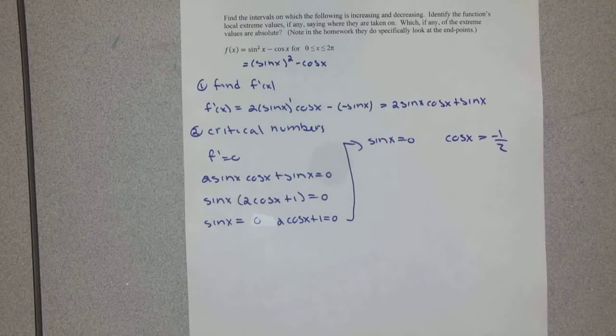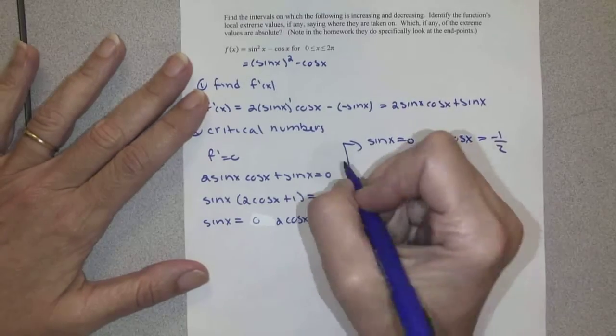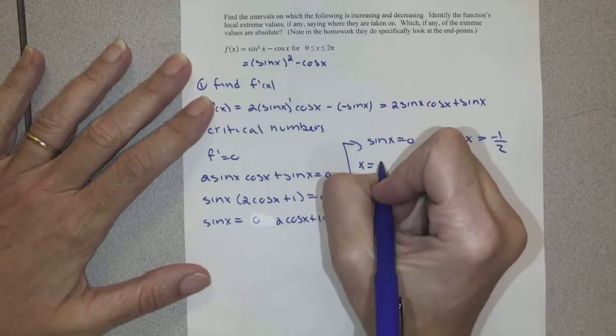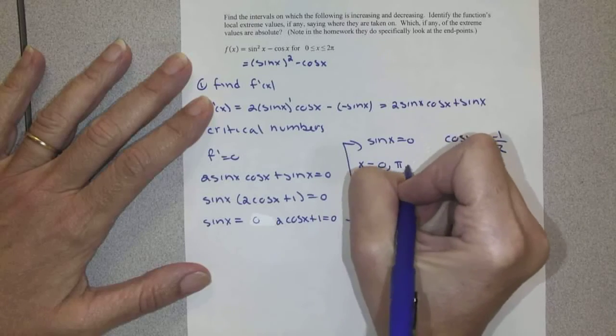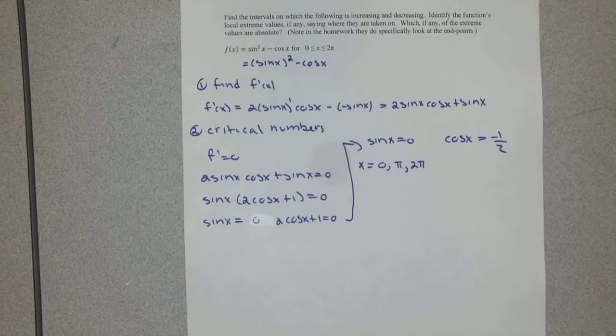Then you're asking yourself, for the first one, what angles on the unit circle from 0 to 2 pi have a sine of 0? And that turns out to be 0, pi, and 2 pi. If you don't know those primary unit circle angles, you need to learn them. You can Google unit circle, click on images, there are all sorts out there. I'm sure I have one posted in my lab math somewhere. Get a unit circle, learn it.